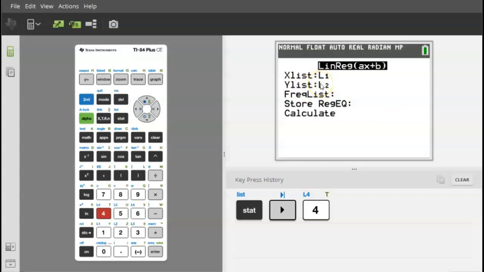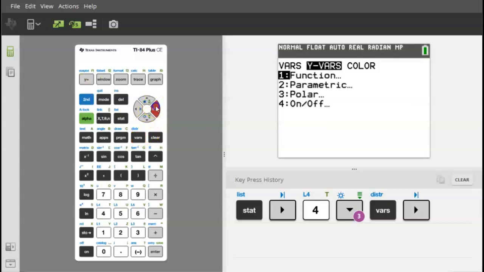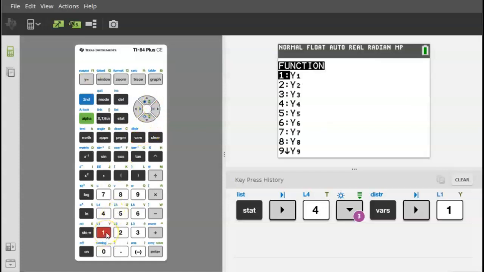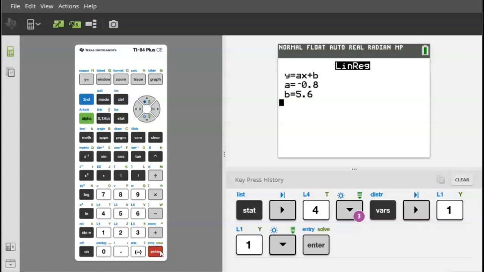But if for some reason your list got deleted or they were in a different L1 and L2, you can see them here above the numbers, so you can change that. I'm going to store the regression equation in y equals, but you don't need to. So if you want it to graph after you get done, you can go to vars, over to y vars, choose number 1, and choose number 1. So vars over to y vars, choose function, and then choose number 1. But you don't need to do that step. That's only if I want it to paste the equation that it comes up with in the y equals in order to graph. And then you can click calculate, and it did.